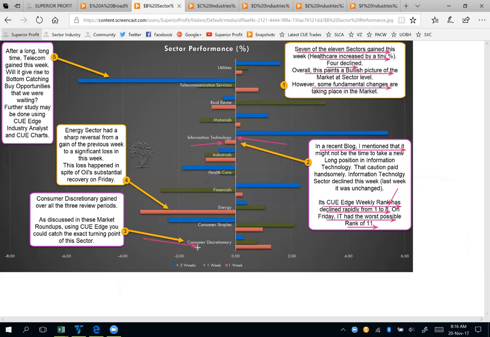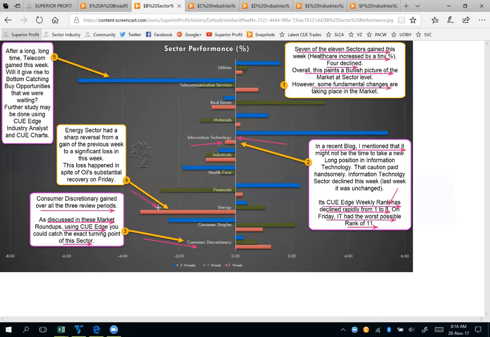Consumer discretionary is a sector that is now gaining for 3 successive weeks. As discussed in these market roundups, using QH, you could catch the exact turning point of this sector and catch some attractive stocks at pendulum low with very narrow stop loss and large potential profit. Even now, you may look for such long opportunities, and we will have a further look into that when we study the industries.